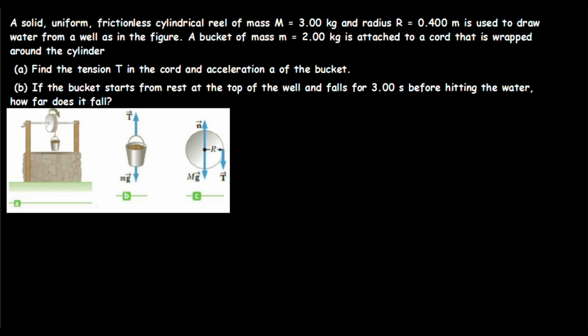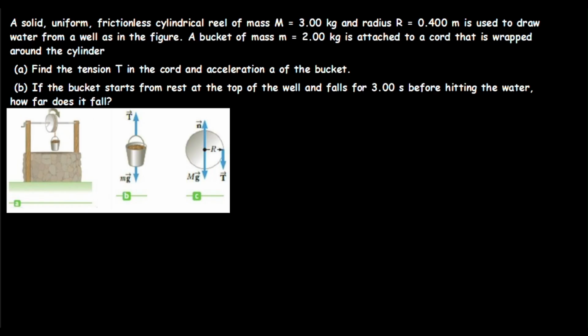In this video, we'll be answering this question based on torque. The question reads: a solid uniform frictionless cylindrical reel of mass 3.00 kg and radius 0.400 meters is used to draw water from a well, as seen in the figure below. As we can see here in this figure, this is the well which is used to draw water.